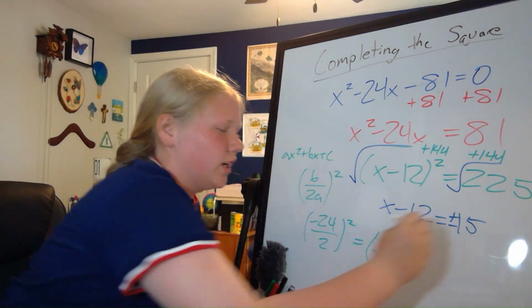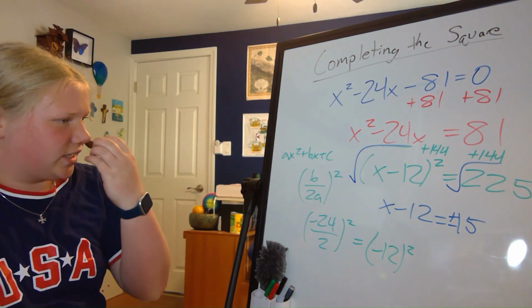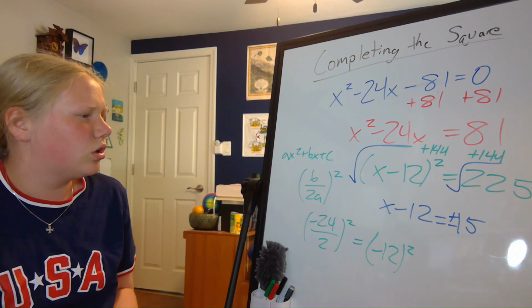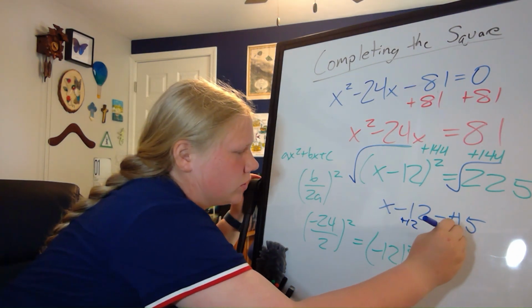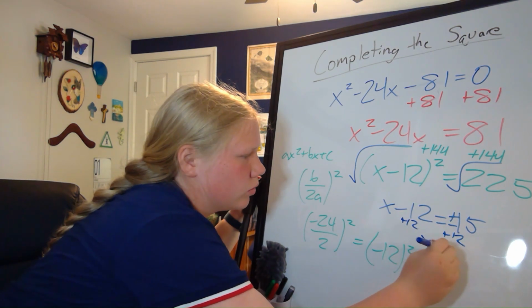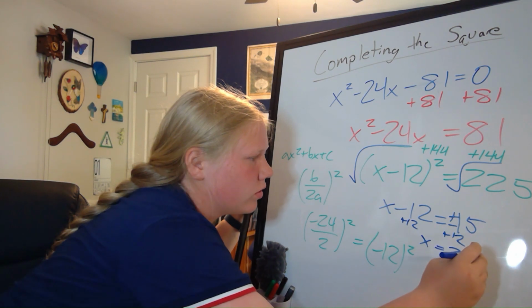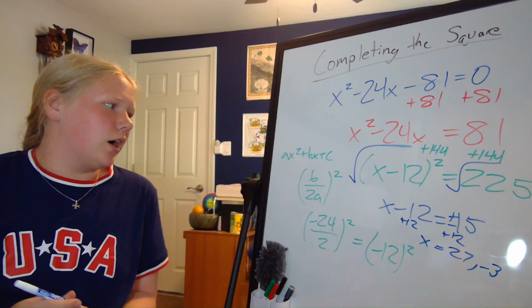Plus or minus. I always forget that too. Don't forget that. And just looking at that, that would give you negative 27, or wait, did I do that wrong? I might have done that wrong, because it would be plus 12 plus 12. So x equals positive 27 and then negative 3. So those are your final answers for that one.